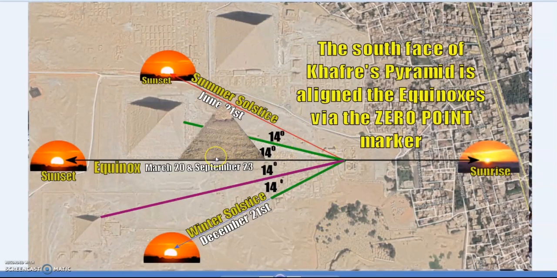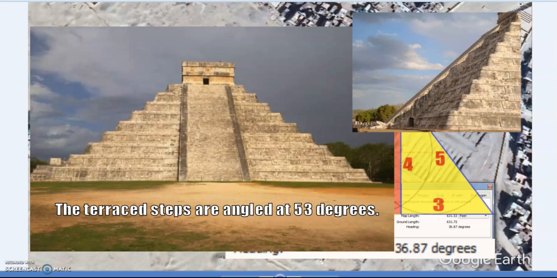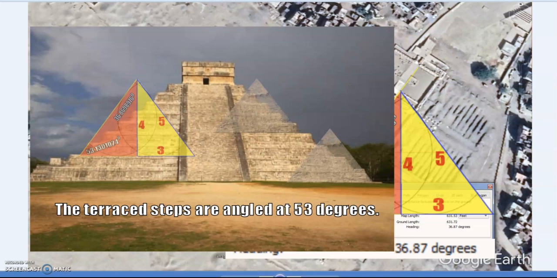Now what's interesting is that, on a side note, the equinox runs along from the 0 point, connected to Khafre's pyramid. The famous pyramid of Kukulkan, there we have on the equinox, this shadow is formed, the serpent appears only on the equinox. So these steps are at 45 degrees, and these terraced steps create that shadow. If you look at it from the front, so on the side, 45 degrees, think a compass and square. Well, what's the terrace stepped angles? They're at 53 degrees. Again, matching.